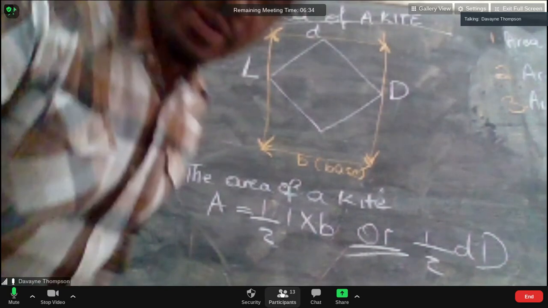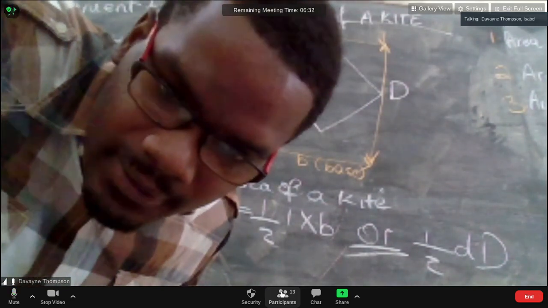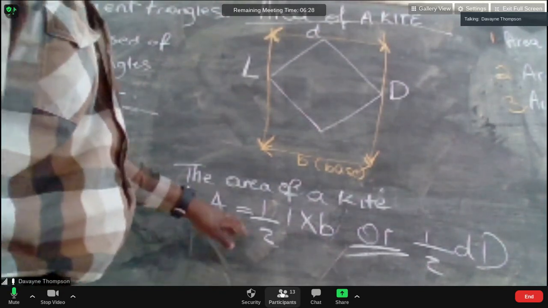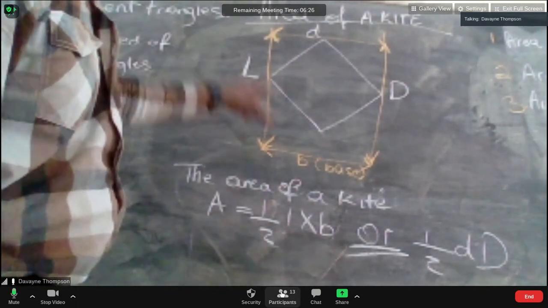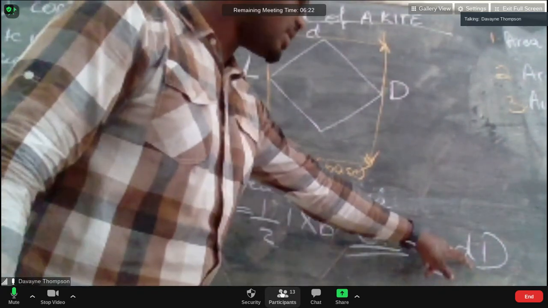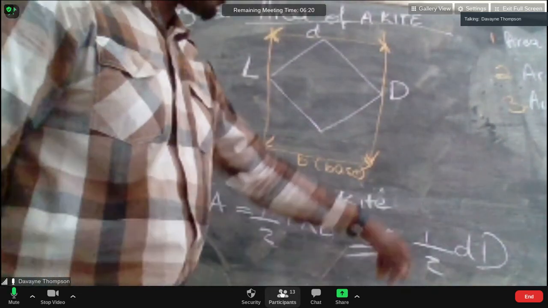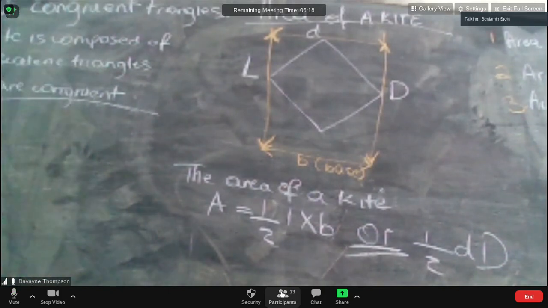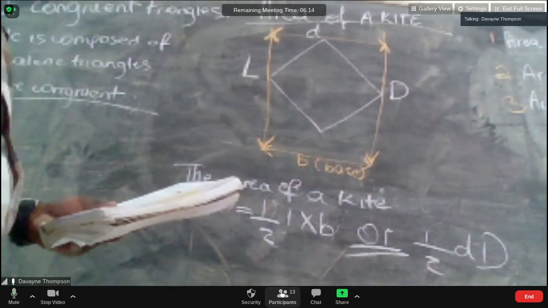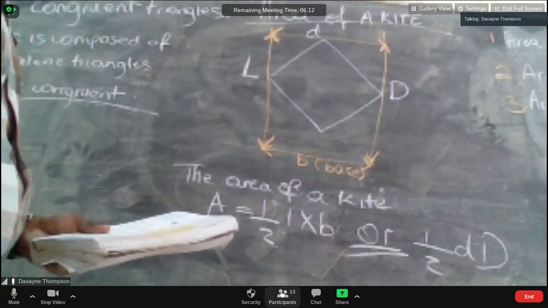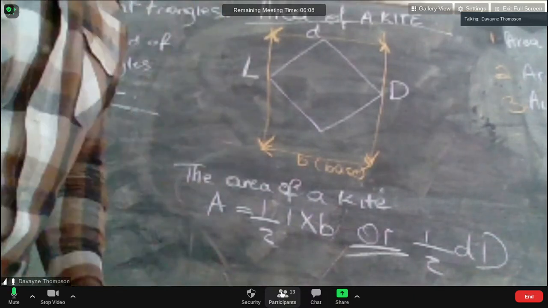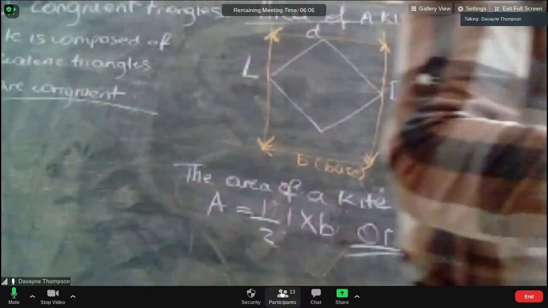Sir, can you read it out loud, please? Can you read that for me, Isabella? A is equal to a half length times base, or distance, comma, D times capital D. A half. Alright, let's do a quick example. Wait, sir, I need to copy this down. Let me take a picture and post it in the group. Check the group for me.